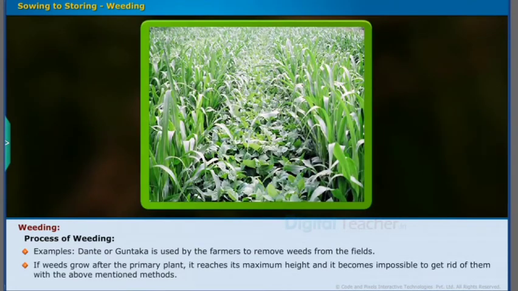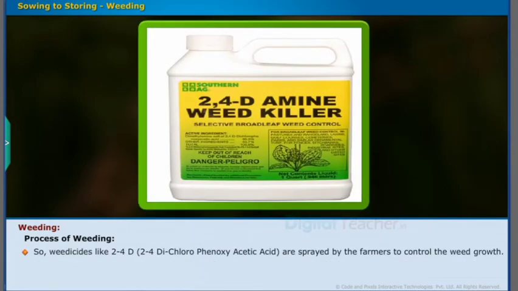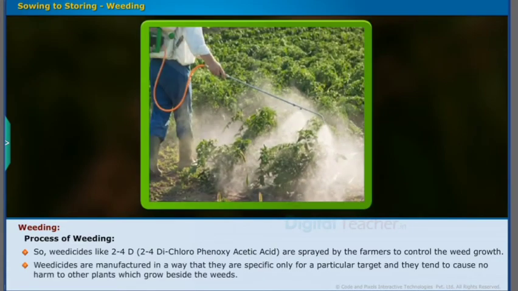If weeds grow after the primary plant reaches its maximum height, it becomes impossible to get rid of them with the above mentioned methods. So, weedicides like 2,4-D, 2,4-dichlorophenoxyacetic acid are sprayed by the farmers to control the weed growth. Weedicides are manufactured to be specific only for a particular target, and they tend to cause no harm to other plants which grow beside the weeds.